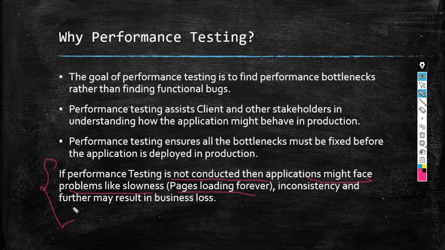Performance testing ensures that all the bottlenecks must be fixed before the application is deployed into production. That means before the actual real users use it, every issue must be fixed. A bottleneck is nothing but an issue. In performance testing terminology, we call it a bottleneck. Very important aspect. If you see the first statement here, the goal of performance testing is to find performance bottlenecks or performance issues rather than finding functional issues. That is why performance testing is very important.